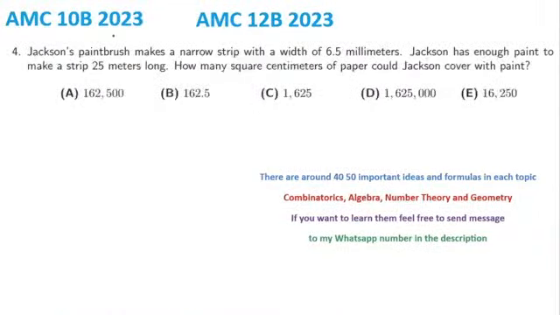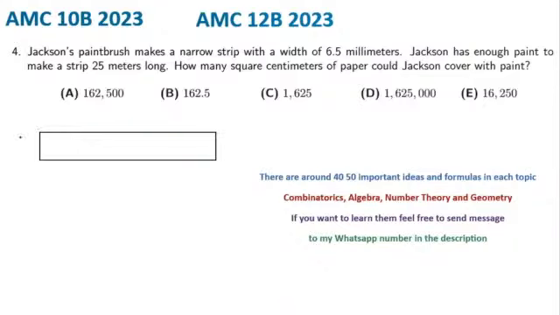Fourth problem of AMC 10B and 12B 2023. Jackson's paintbrush makes a narrow strip with a width of 6.5 millimeters. Jackson has enough paint to make a strip 25 meters long. So it will be something like this, for example: 6.5 millimeters and 25 meters. It says how many square centimeters of paper could Jackson cover with paint?